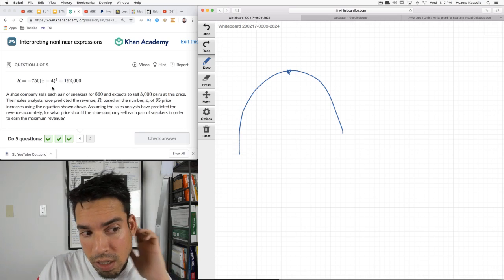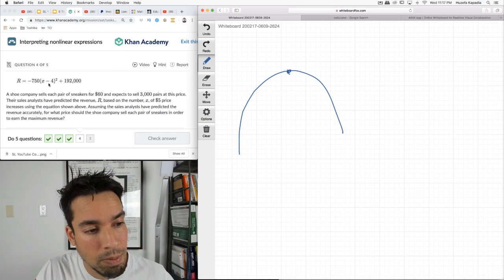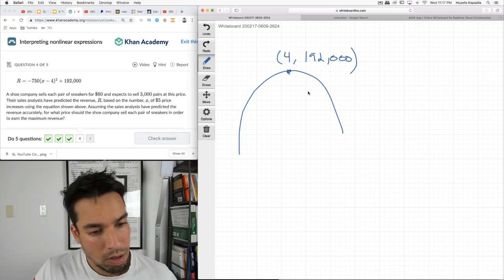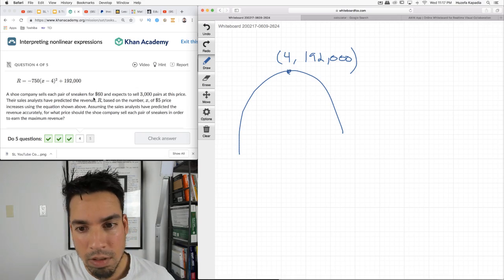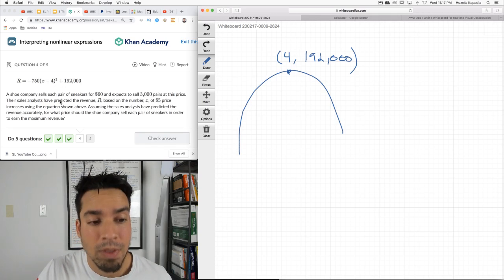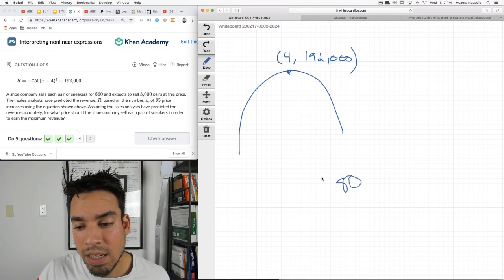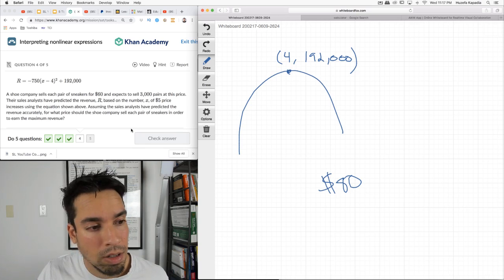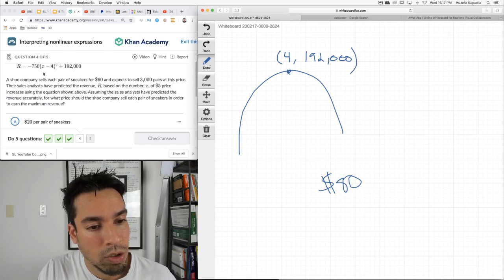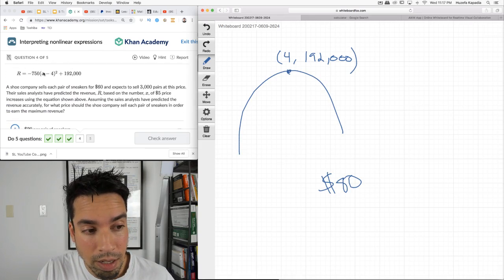Okay, look, this is in vertex form, which means that this value right here is my vertex. So the X value is 4 and the Y value is 192,000. So that means X is 4 and X is the number of $5 increases, which means we should do 4 $5 increases, which theoretically should put us at a price of $80. And that will give us our maximum revenue, not maximum amount of sales. So the question is, are we starting at 0 or are we starting at 60?